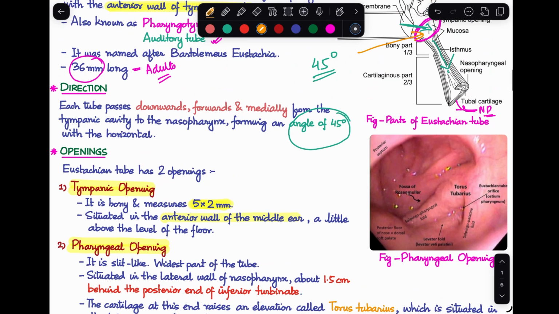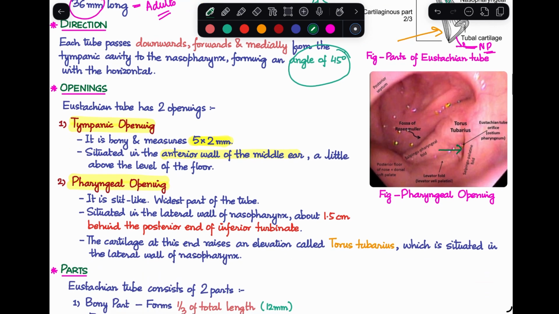Then is the pharyngeal opening. So here is our pharyngeal opening as you can see, and this is what it will look like in an endoscopic view. So this here is our Eustachian tube opening. If you look at this endoscopic picture, you can see how it looks like a slit, right? So this is a slit-like structure, and the pharyngeal opening is actually the widest part of the tube. Can you tell me what is the narrowest part of the tube?